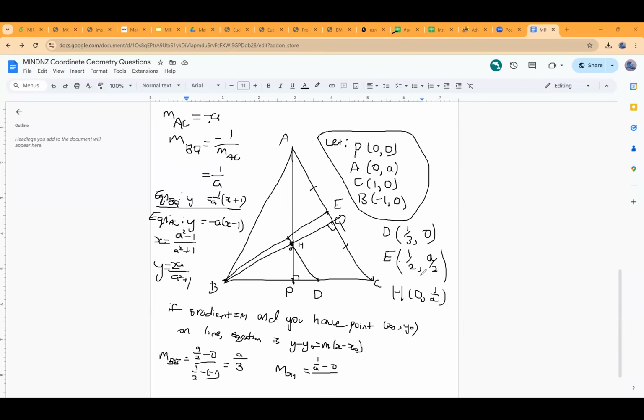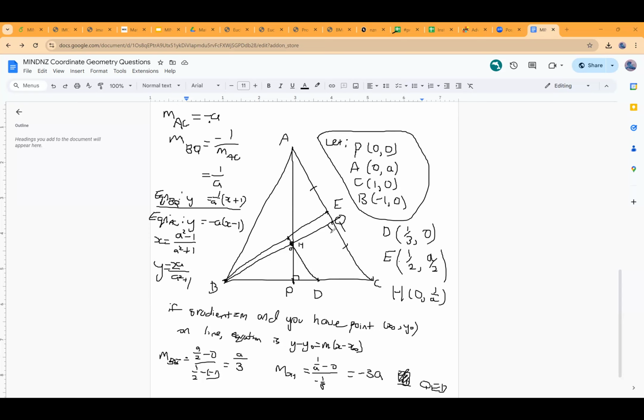1 over a minus 0, and then we have change in x from 0 to a third, which is minus 1 over 3, so the gradient equals negative 3a. Yeah, great. So you have that the two gradients multiply to negative 1. Like QED, little proof thing. So that's what we wanted. Great, we finished.